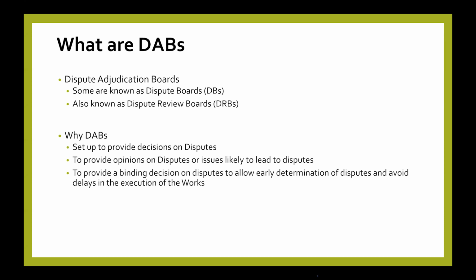So you don't end up with a lot of legal cost out of the dispute. Also, adjudication boards are also, some of them, known as dispute boards. It's a matter of terminology. And then you have a review board as well. Review boards are slightly different, as in they play a more liberal role in their function, but they also issue decisions when they are on the project. So the DABs are set up to provide decisions on disputes.